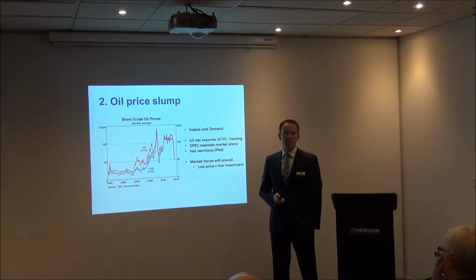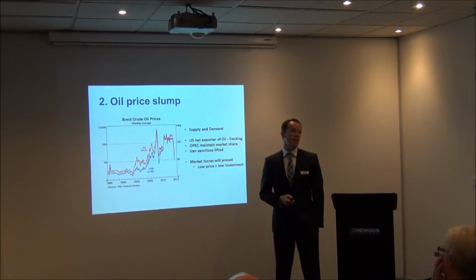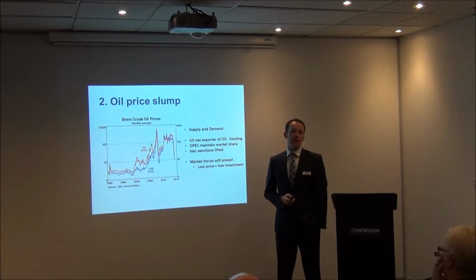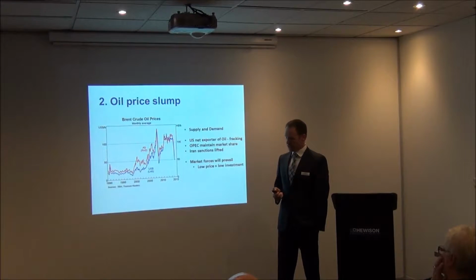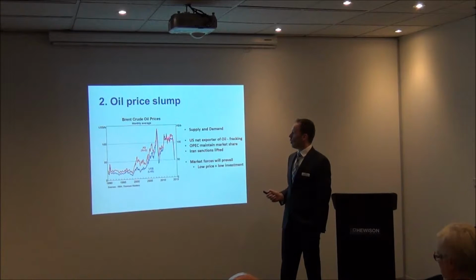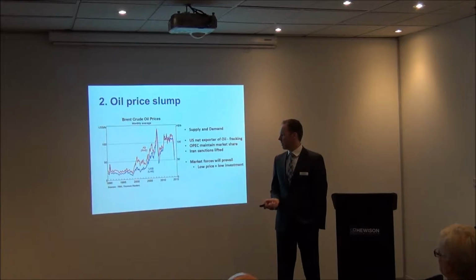The second theme I want to talk about is the oil price slump, and that's another common theme we hear a lot about in the news at the moment. You can see here in the graph again, oil at around $100, $130 a barrel really came down and is currently around the $50, $60 a barrel mark and has been lower.